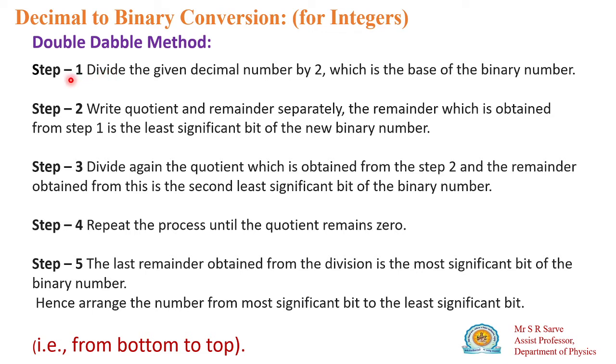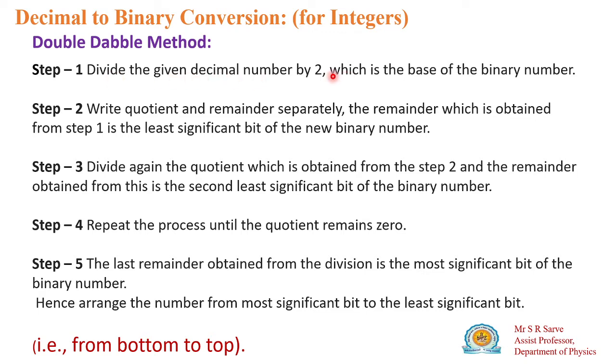So what is the method? In the first step, divide the given decimal number by 2, which is the base of a binary number. That means whichever decimal number is given to you for conversion, first divide that number by 2. Why do you have to divide it by 2? Because we have to convert it into the binary number, and the base of the binary number is 2. Binary number has base 2, that's why it is divided by 2. So the first step is: divide the given decimal number by 2.